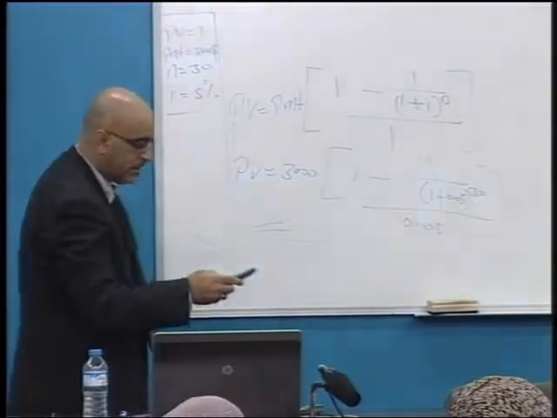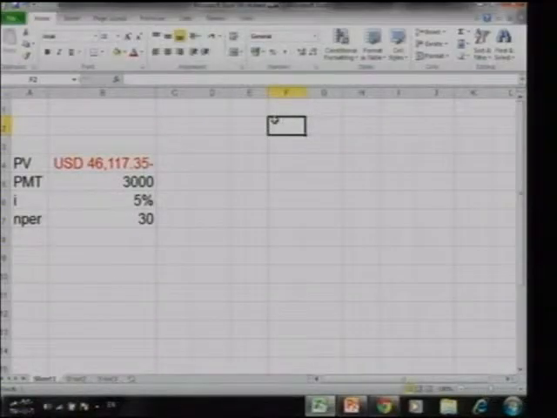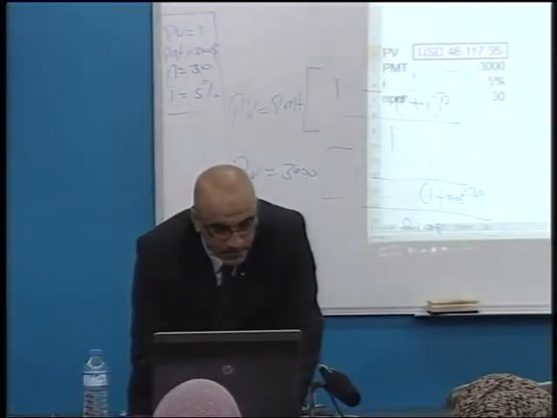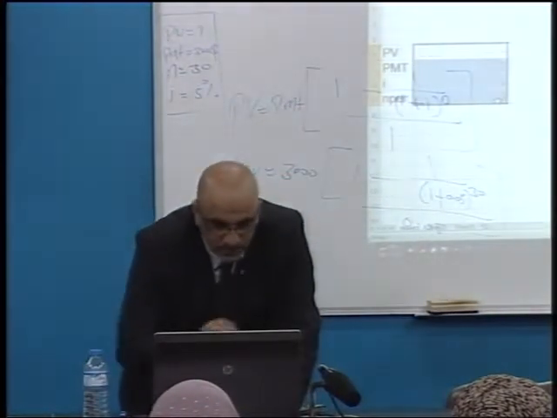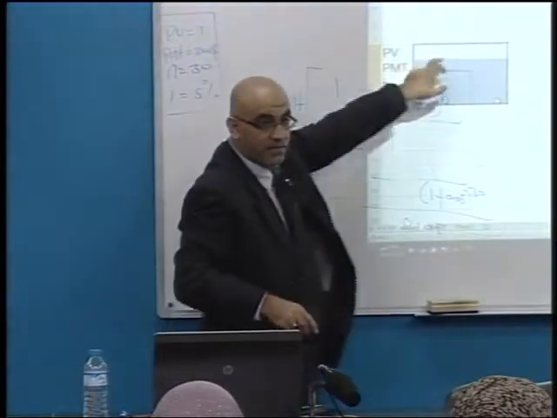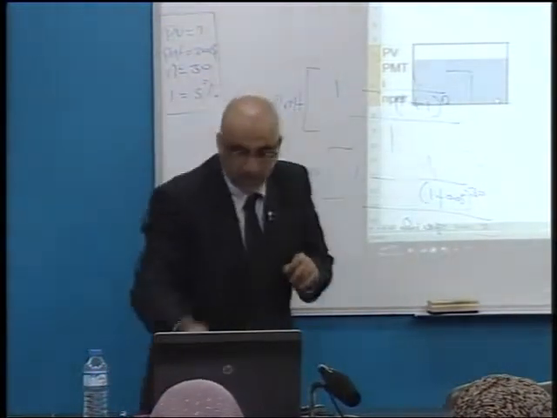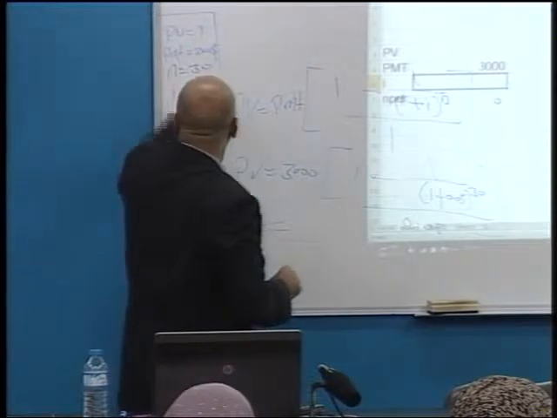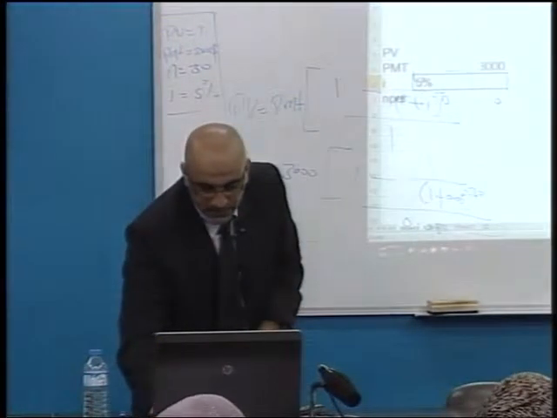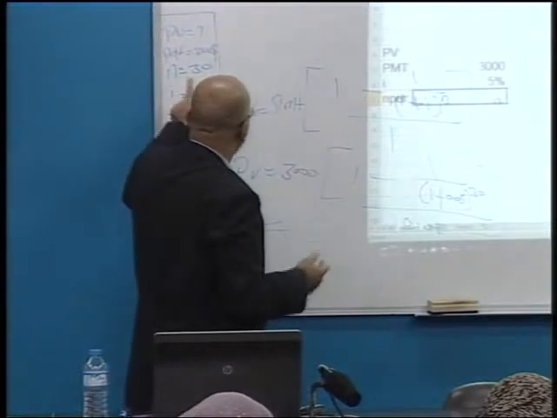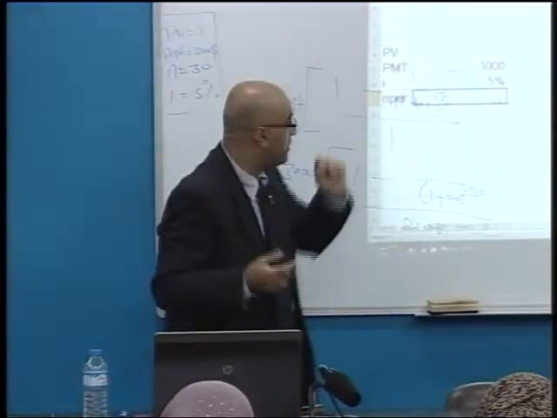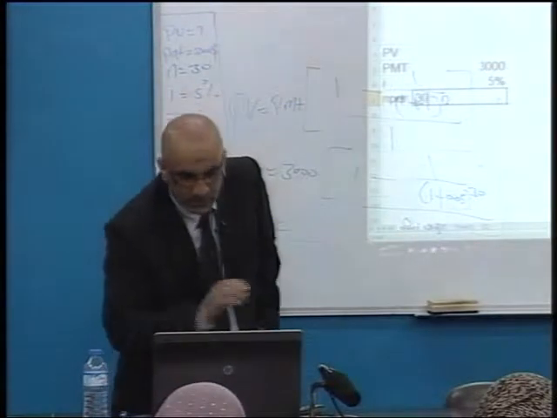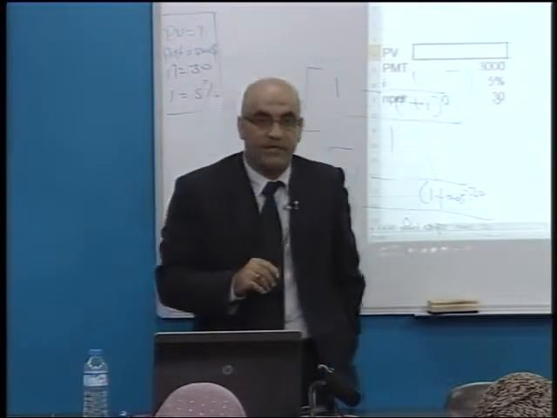Okay. See the answer. Okay, I will do it again. So you have the present value. You don't know the present value. The payment is 3,000. We have I, the interest rate, is 5%, and N is the number of payments or the number of periods, which is 30. Okay. So we want to calculate the present value.